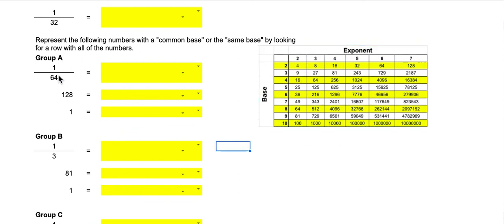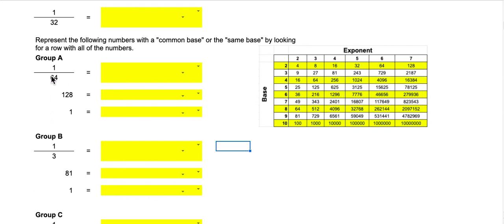So 1 over 64. I've got to find 64 on my chart. Well, it's 4, but I'm supposed to get a common base. If I'm going to get a common base, I better look at all the numbers at the same time. So 64, 128, and 1. So I better look for 64 and 128 in the same row. I saw that 4 row. It's got 64. Does it have 128? No, it doesn't. What about the 2 row? 64 and 128, 6 and 7.